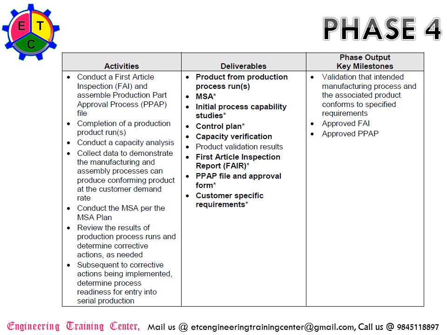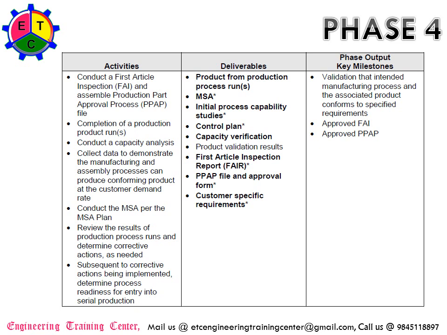So is the existing process line layout that we did in the previous phase sufficient to meet the customer demand rate? And then conduct the MSA per MSA plan, review the results of the production process runs and determine the corrective actions as needed. Subsequent to the corrective actions being implemented, determine the process readiness for the entry into serial production. So this is the initial production runs till the production phase. That's where you will identify the corrective actions, implement them and determine the process readiness for entry into serial production.